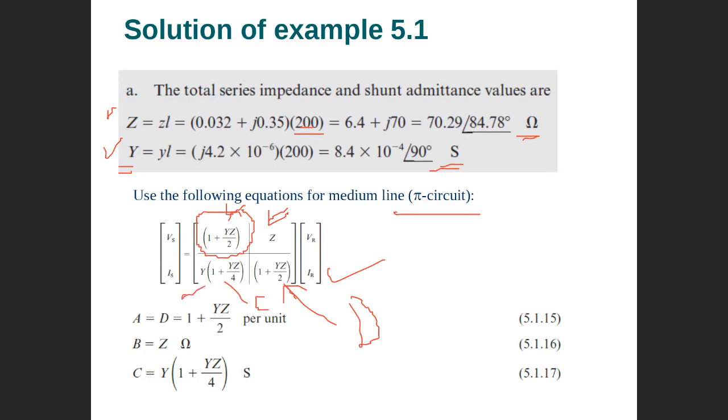So you need a calculator that has to work with complex numbers. Z is a complex number, Y is a complex number. So you need a calculator that works with complex numbers. That's what you will do in the final exam. You will use your calculator, so make sure that your calculator works with complex numbers, not a simple calculator. Then you will find the A, B, C, D parameters. Easy, very straightforward.